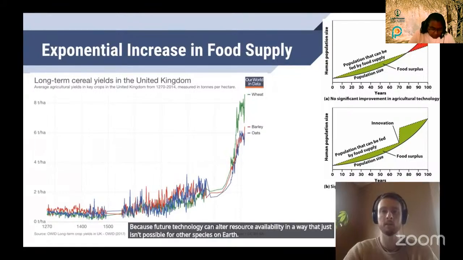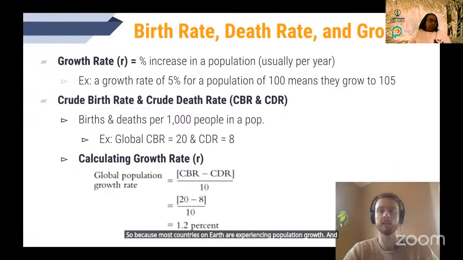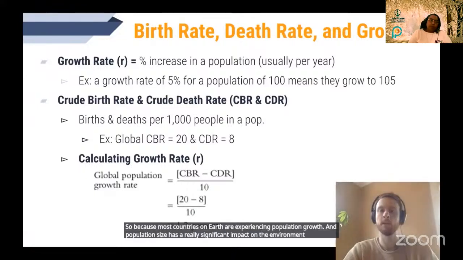Because most countries on Earth are experiencing population growth, and population size has a really significant impact on the environment, it's a really important APES skill to be able to calculate the growth rate for a human population. We can do this using two human population measures called crude birth rate and crude death rate.